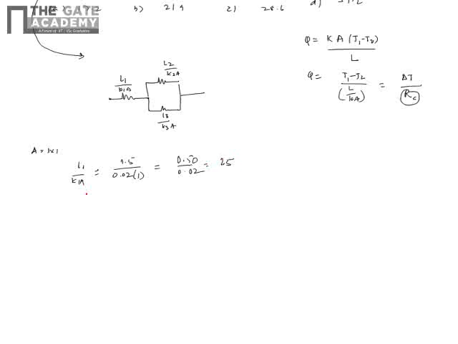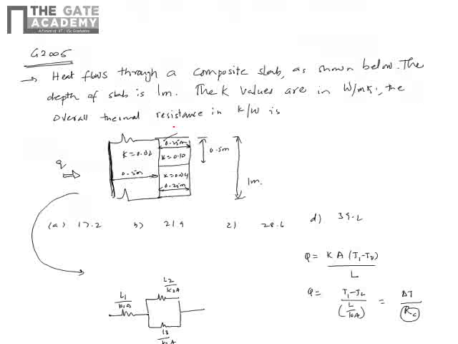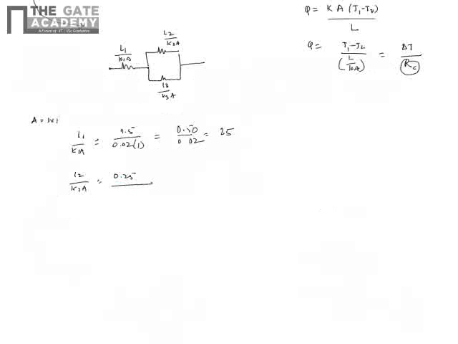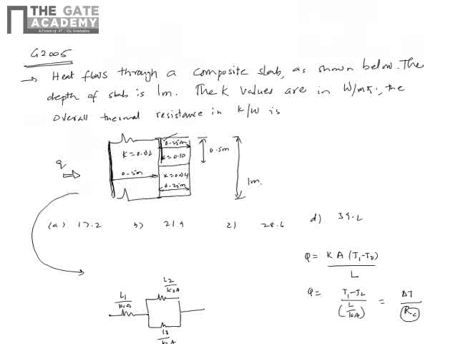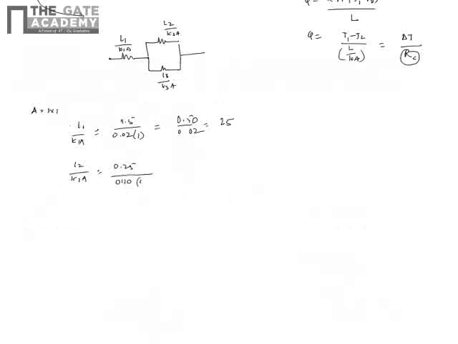That becomes 25. And L2 by K2A is for this slab. This slab length is 0.25, conductivity is 0.1, and the area of cross section is this into the depth. So this is 0.5 and the depth is 1. So this is 0.25 by 0.1 into 0.5. This can be written as 1 by 0.2. So this is 5.